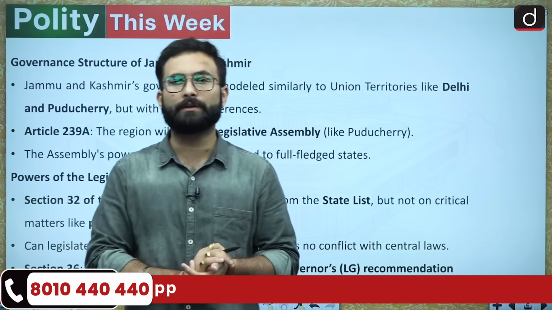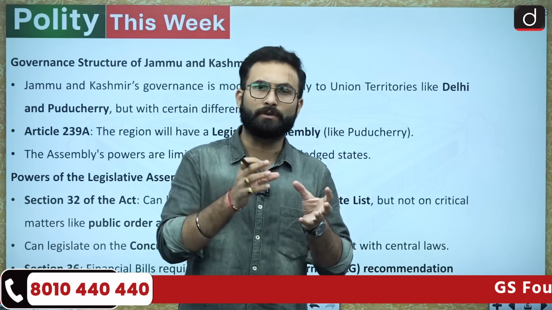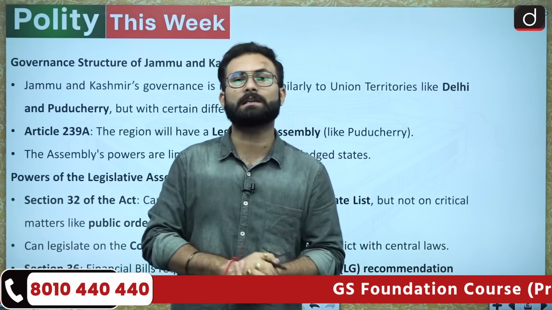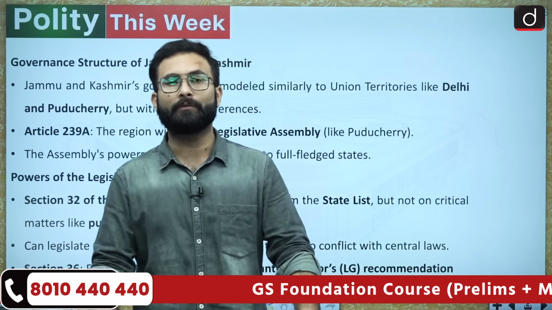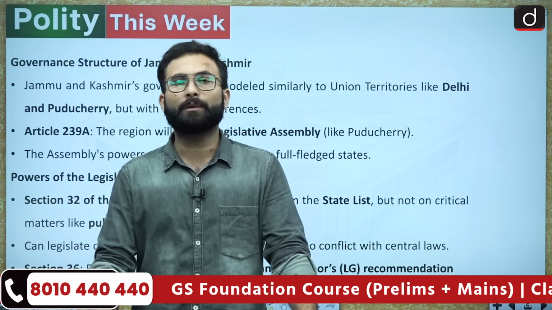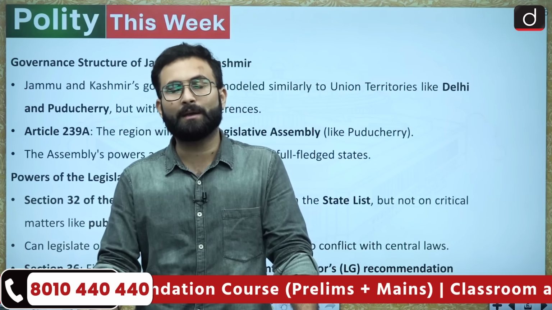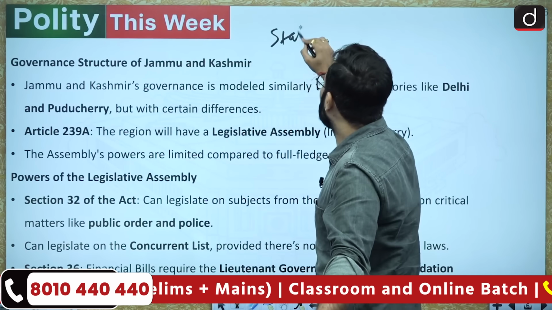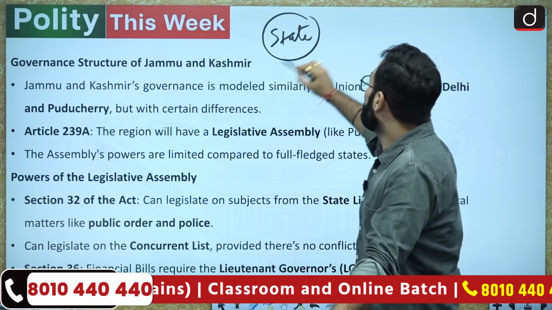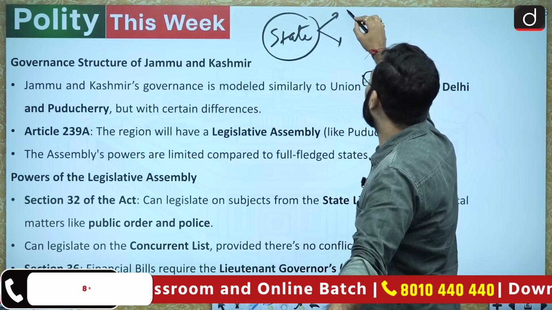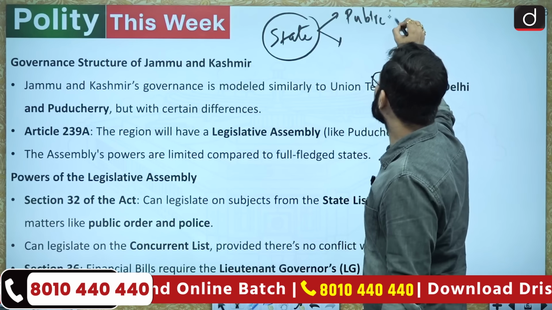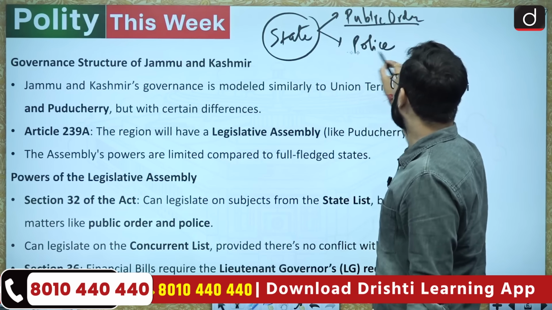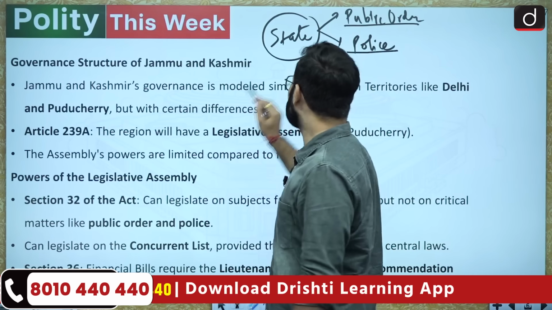Now since it is a union territory, you know that union territories have special cases wherein it was said that Jammu and Kashmir will have a legislative assembly. So obviously it will have the power to make laws. It was said that Jammu and Kashmir can make laws in the state list. In the state list they can make any kind of law, but they have exceptions: they cannot make law on public order and police.